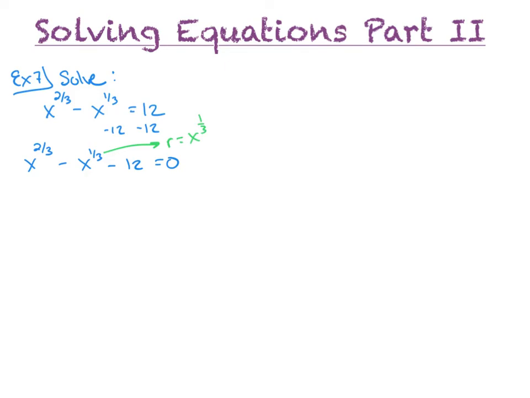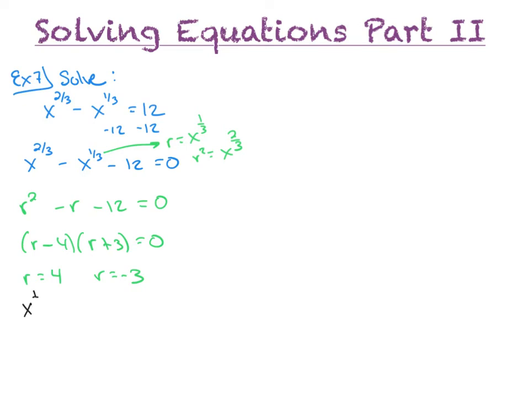And I notice that r squared is x to the 2/3. So this becomes r squared minus r minus 12 equals 0, which factors very nicely to r minus 4, r plus 3 equals 0. So my two answers right now are r equals 4 and r equals negative 3. But I need x's. So this was x to the 1/3 equals 4 and x to the 1/3 equals negative 3.